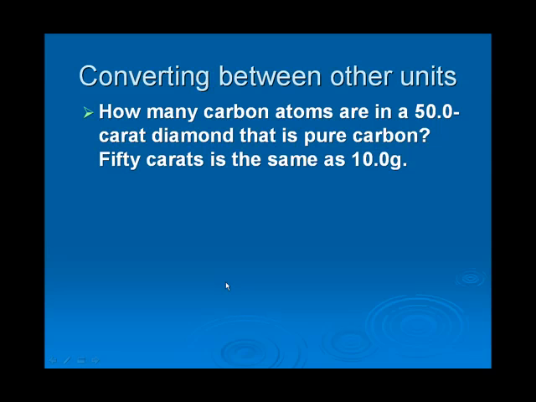How many carbon atoms are in a 50 carat diamond that's pure carbon? 50 carats is the same as 10 grams. Okay? So what are we looking for? We are looking for the carbon atoms. What are we given to solve? Well, you're given 2 numbers, 50 carats, right here, and 10 grams. Now you're told 50 carats is the same as 10 grams. So essentially 50 carats here, this number is extra information. We're given 10 grams to help us solve.